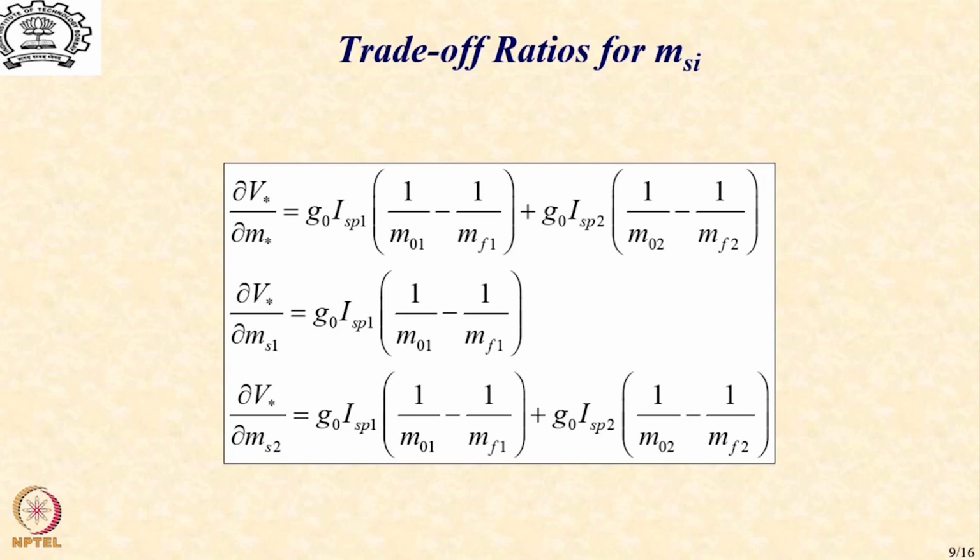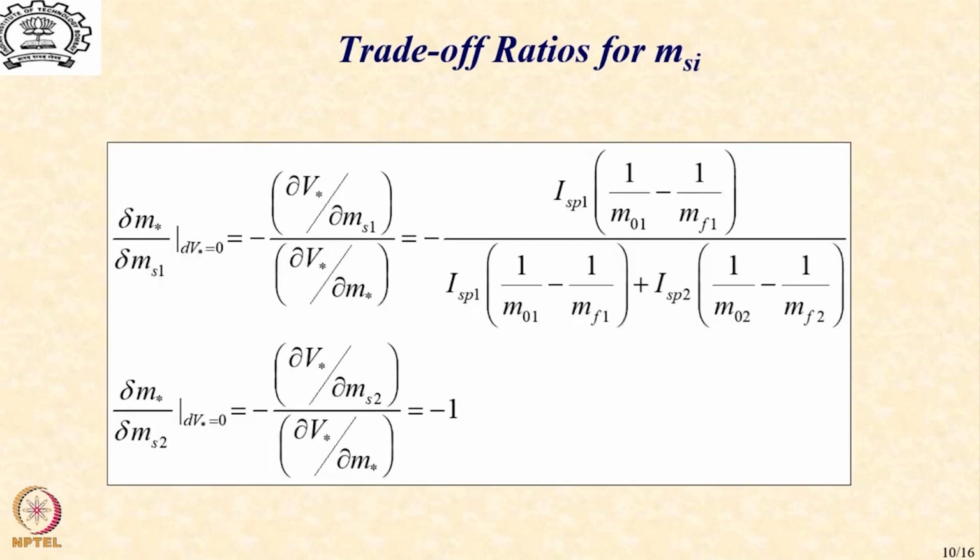Once we understand this, we do the same thing for ms2, and now you realize that ms2 is part of both m01 and m02 as well as part of mf1 and mf2. So you get the same expression as what you would get for differentiating with respect to m star. So you can see that dv star by dms2 is the same as dv star by dm star, while dv star by dms1 is different.